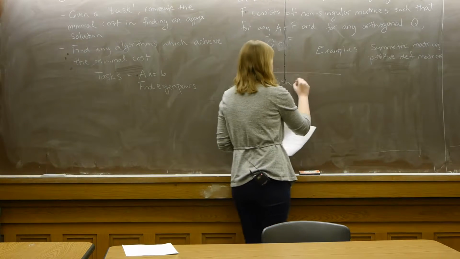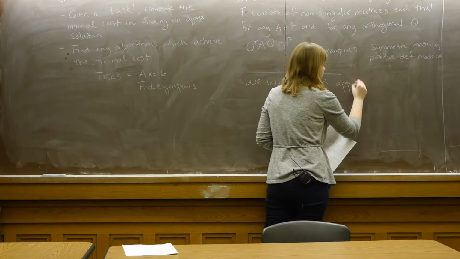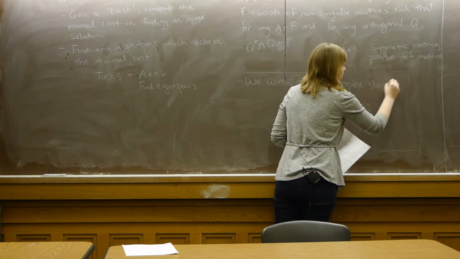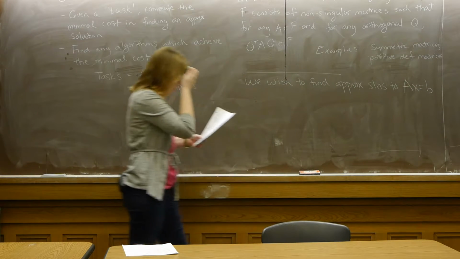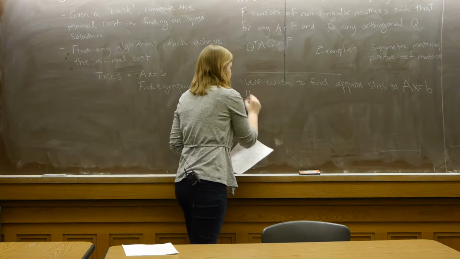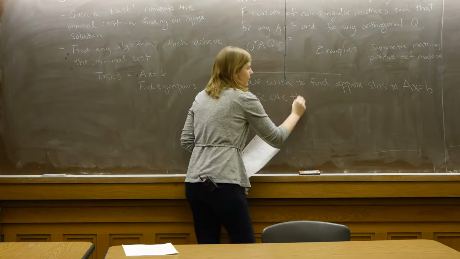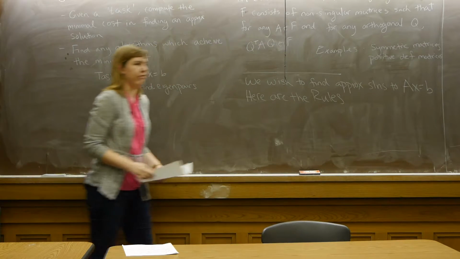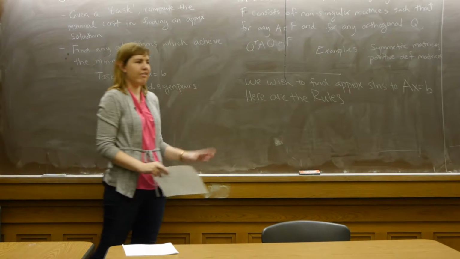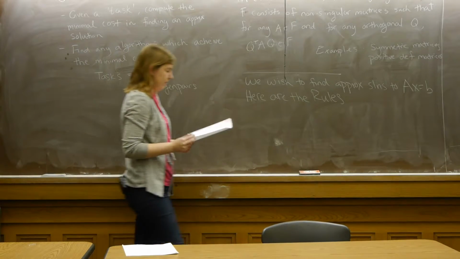So we're going to talk specifically about this first task today, just solving linear systems. So we wish to find approximate solutions to Ax equals b. So we have some rules that we're going to restrict ourselves to. It's almost like we're setting up a game for ourselves, and then we're going to optimize what sort of solutions we can find within our own little game.